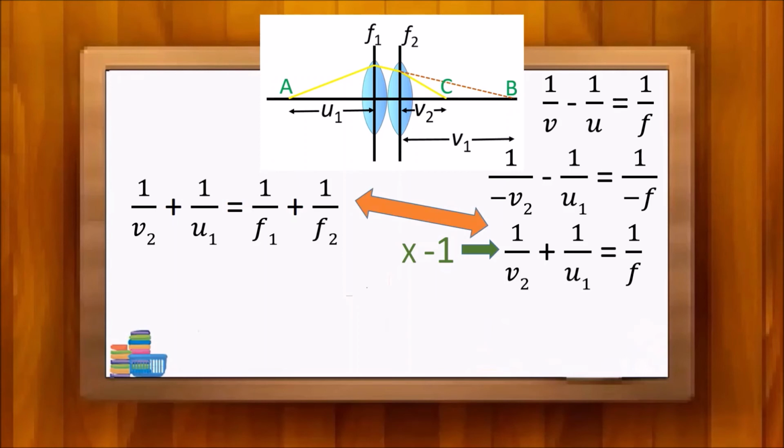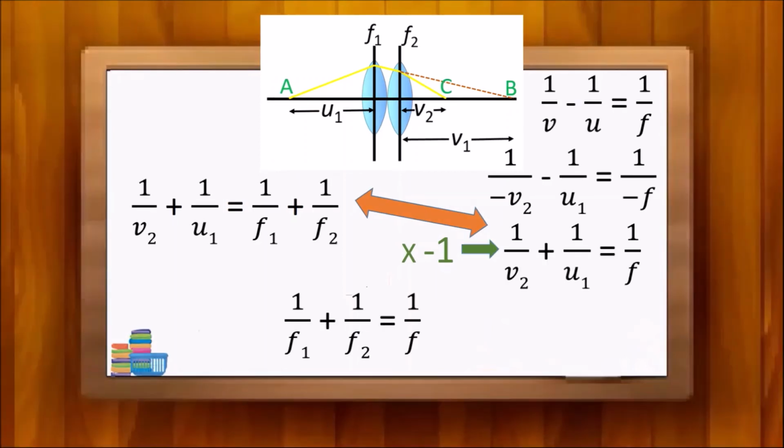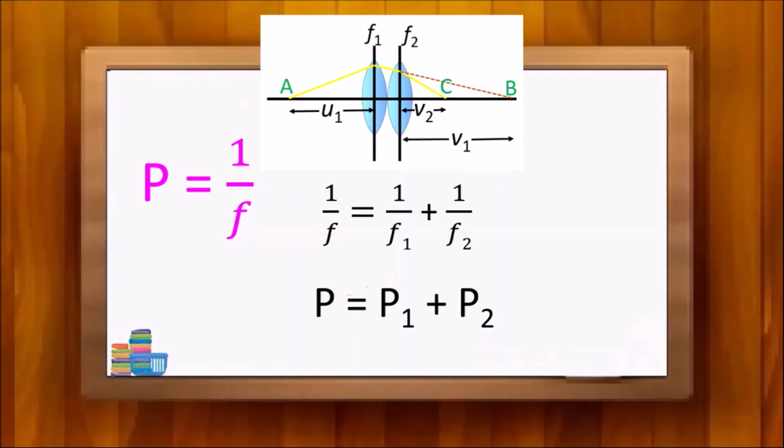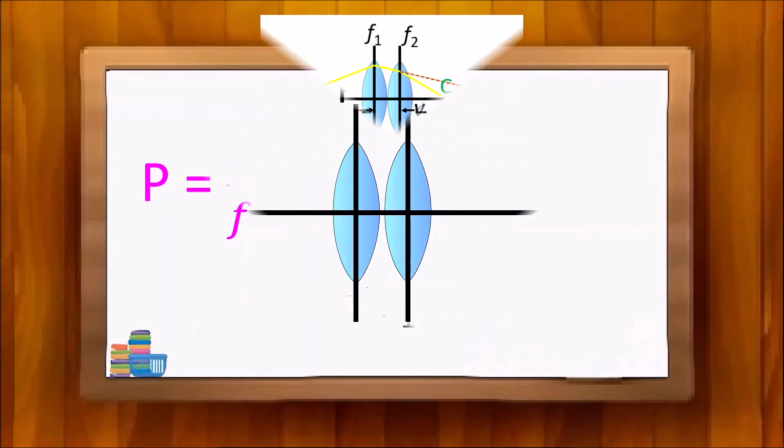From these two equations, 1 over F equals 1 over F1 plus 1 over F2. As power is defined as P equals 1 over F, P equals P1 plus P2. So when two lenses get combined, their powers can be added together to get the resultant power of the system.